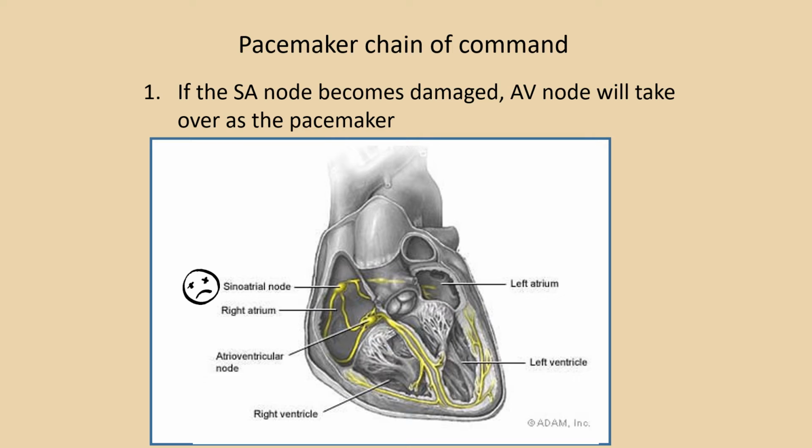Some ways in which the SA node could become damaged: let's say a person could have a heart attack, a myocardial infarction. During a heart attack, a portion of heart muscle tissue is deprived of oxygen and nutrients, and often those heart muscle cells die and cease to function. So if somebody suffers a heart attack that affects tissue in their right atrium, it could lead to the death of the cells that make up the SA node. Now this person just lost their natural pacemaker. In that case, the AV node is still functioning. It's still spontaneously depolarizing and repolarizing. The AV node will take over now as the rhythm leader of the heart.